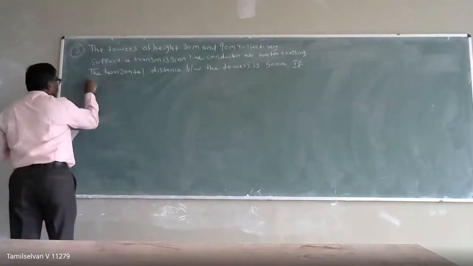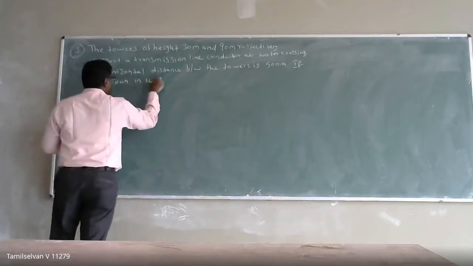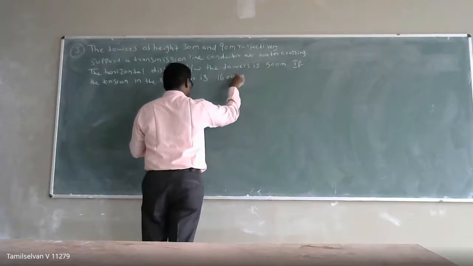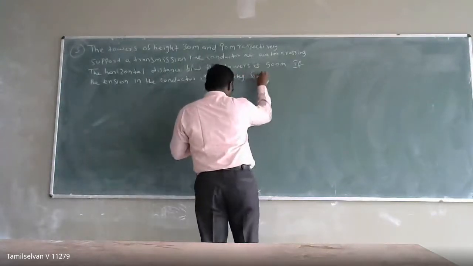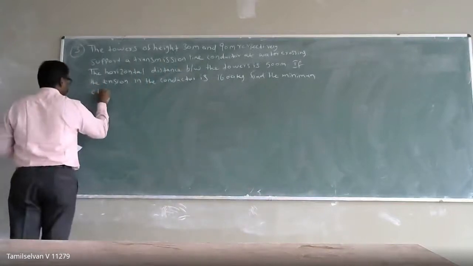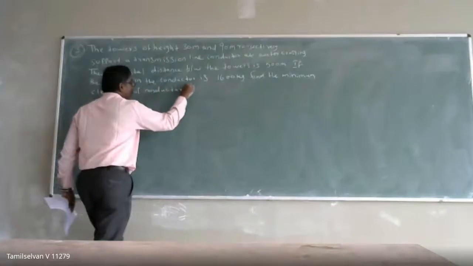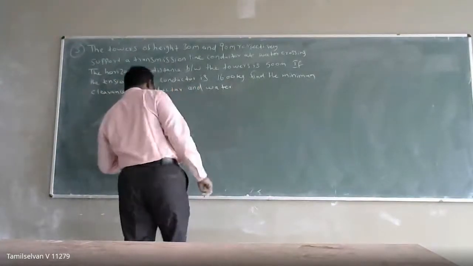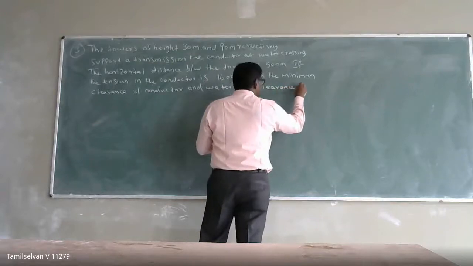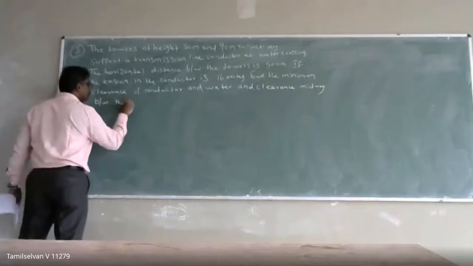If the tension in the conductor is 16,000 kg, find the minimum clearance of the conductor and water, and clearance midway between the supports.